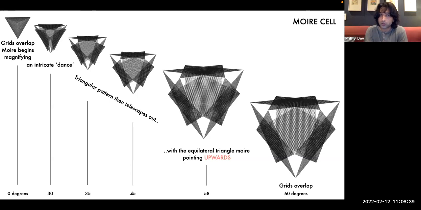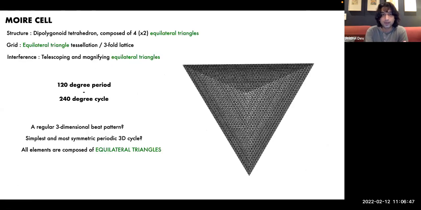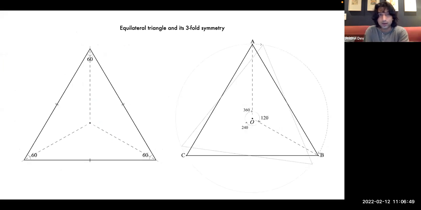And the animation is also equilateral triangles. And at about 58 degrees, we see the equilateral triangle pointing upwards. So the question is basically, why is it not a 60-degree period, and why is it a 120-degree period in the animation?